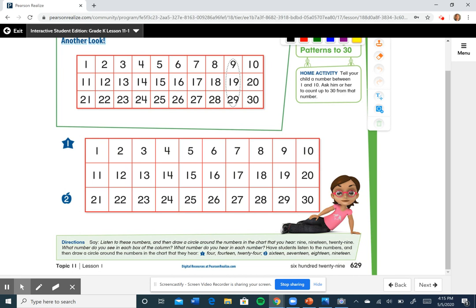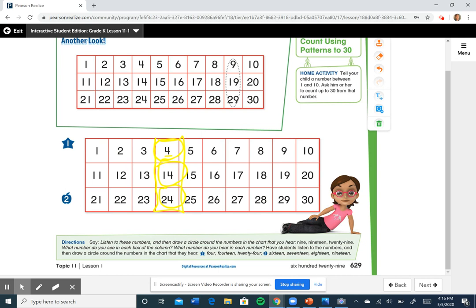What do those 3 numbers have in common? Ready? Listen. 4, 14, 24. They all have a 4 in them. So I'm going to go to the row with the 4s. I'm going to say, oh, right there. 4, 14, and 24. And now remember, up and down is a column.